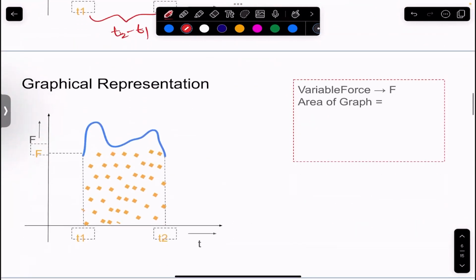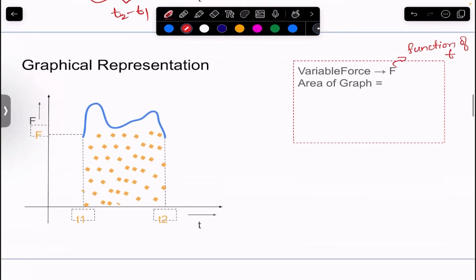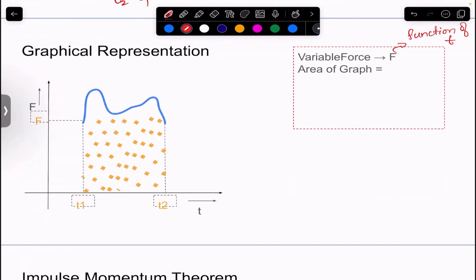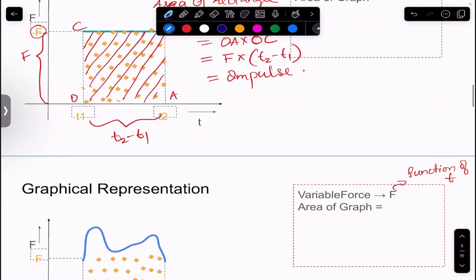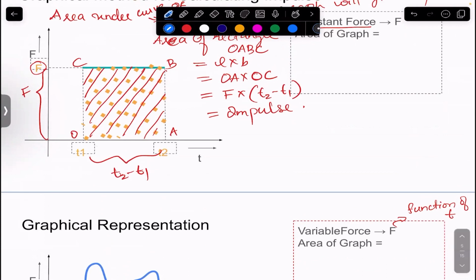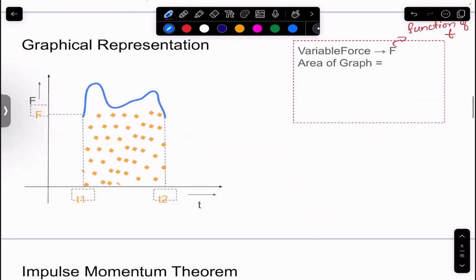Now, what if there is a variable force, when force is a function of time? Just like the previous case where you found the area of a rectangle, here there is no proper rectangle if you see it in a larger magnitude. So you have to think about smaller strips of rectangles here, like this. So here, this is a small strip of rectangle.